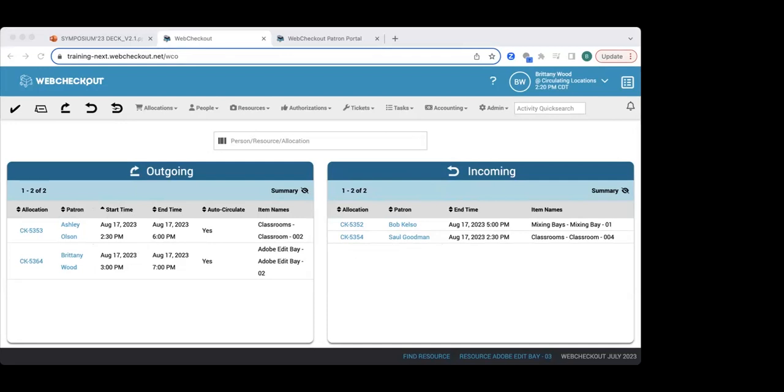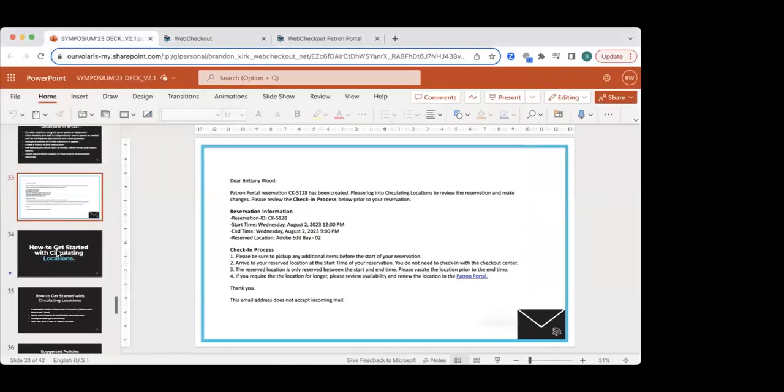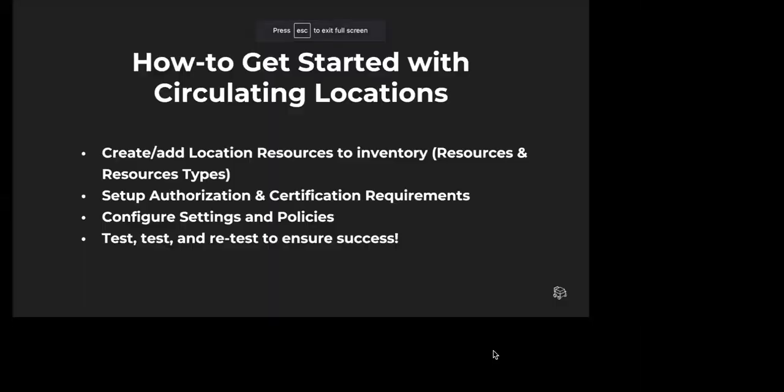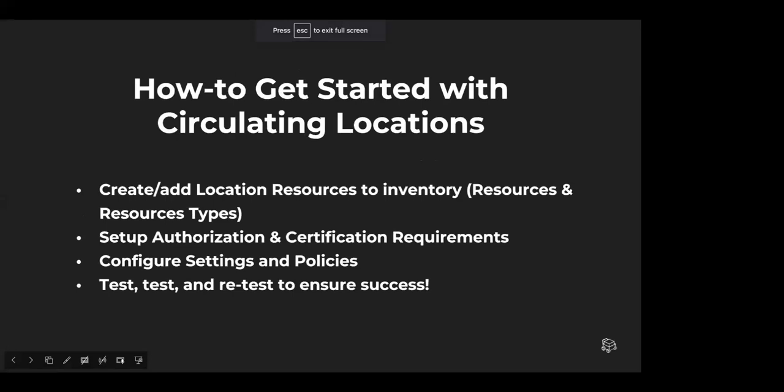All right. So now that we've reviewed the reservation, we discussed what auto-circulate is and how that helps me to manage locations. How did I actually set up this checkout center? Now, you may find that you are already familiar with the process that I use to set up and create this checkout center. To successfully implement circulating locations in web checkout, you must have a good understanding of adding resources and types and fine-tuning settings and policies.